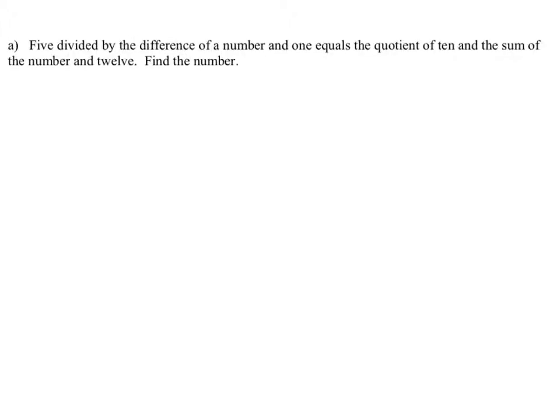Let's set up a proportion to solve this word problem. 5 divided by the difference of a number and 1 equals the quotient of 10 and the sum of the number and 12. Find the number.